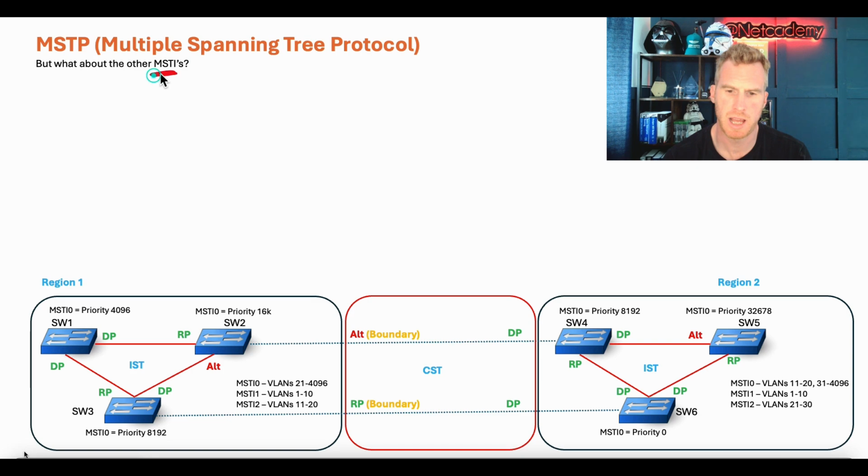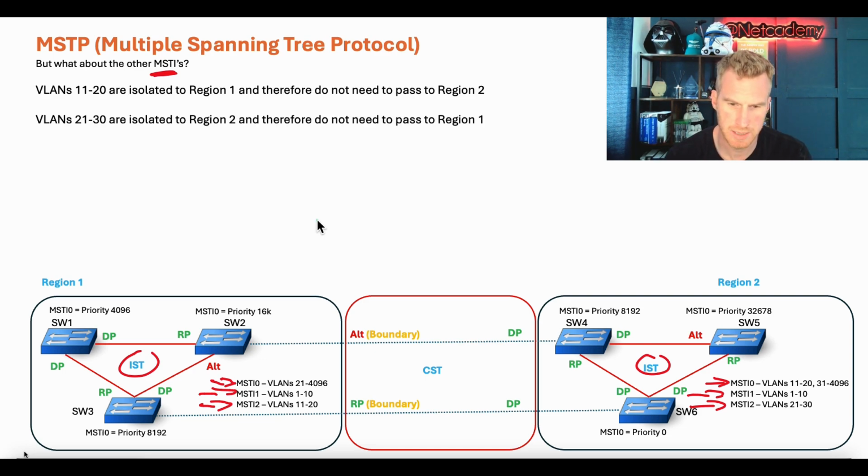But what about the other MSTIs, the multiple spanning tree instances? Everything I've shown so far has been from MSTI 0's perspective for both region 1 and region 2, i.e. MSTI 0 being the internal spanning tree, the default instance that's automatically created whenever you enable MSTP. But as you can see, for both regions, there's also MSTI 1 and MSTI 2. So everything we've done so far has been about MSTI 0, but what about these other instances, which you're pretty much going to have when you have MSTP configured?